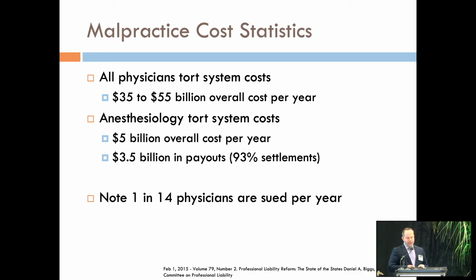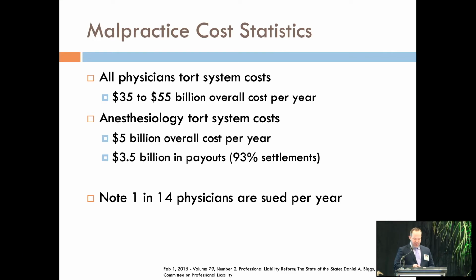For anesthesia, this has actually been specifically studied by Dr. Domino, and she said that the tort system seems to cost for anesthesia somewhere on the order of 5 billion per year, and 3.5 billion of that was in payouts. The rest was in overhead and administrative costs. Most of those payouts were settlements, 93%. Now, I should also mention this 35 to 55 and this 5 and 3.5 are from different sources, so when you look at them in proportion, it might make us look like we're worse than we are.